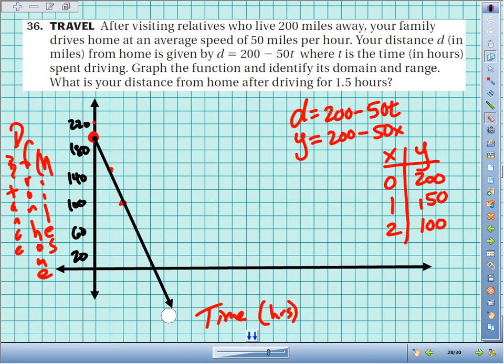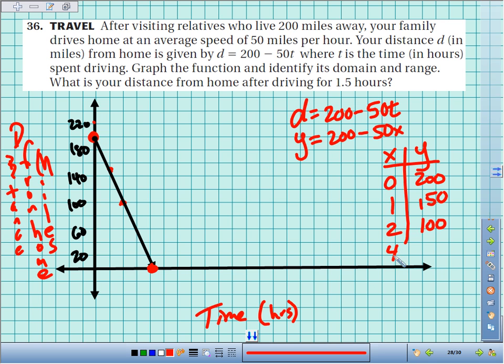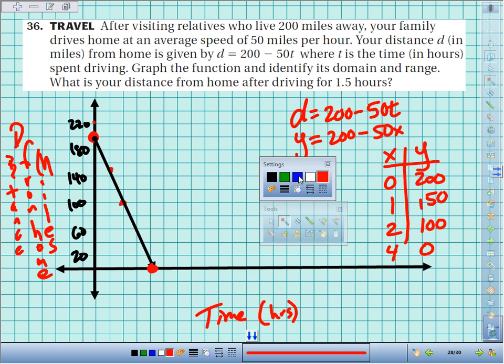So let's peel this back until we're home, until we're 0 miles from home. So you can see it's going to stop right there at 1, 2, 3, 4 hours. That makes sense, because 50 times 4 is 200. 200 minus 200, you're 0 miles from home. So we graph the function.